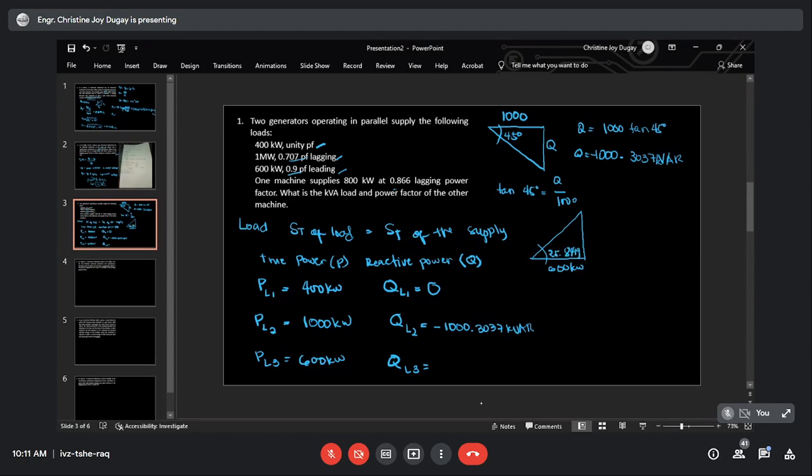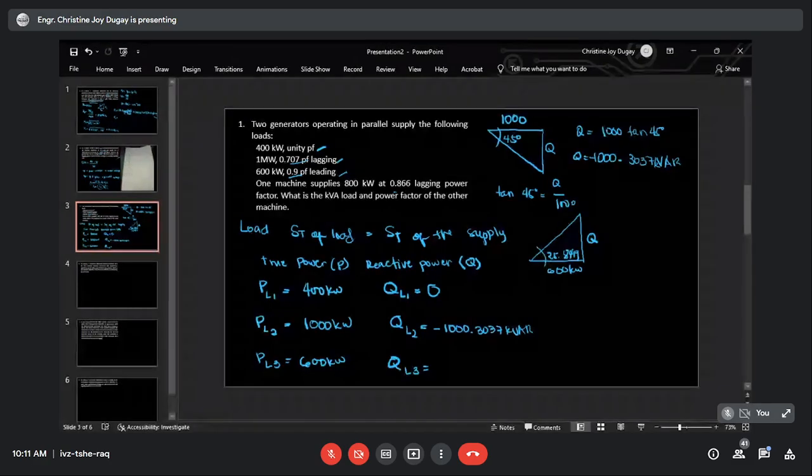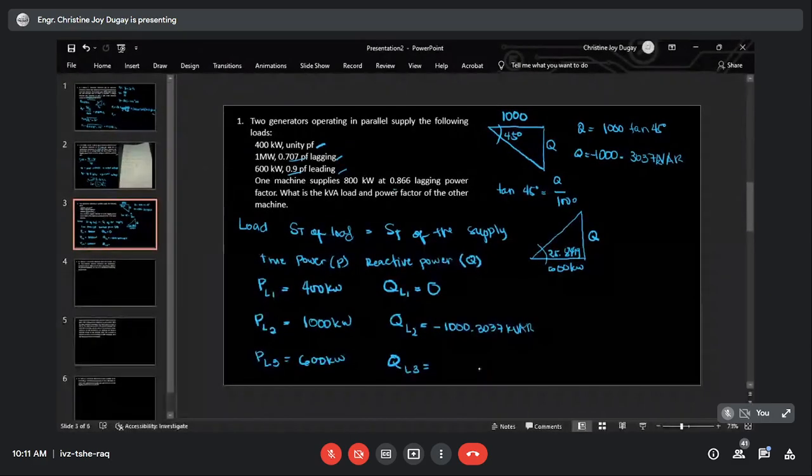Then find the value of Q. What's the value of Q here? That is equal to 290.5928 kVAR. So that's it.